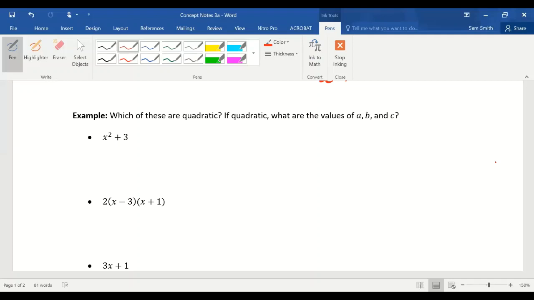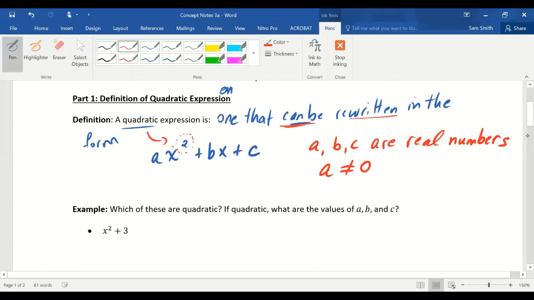And if it is, what would you say is the value of A, comparing with up here, the value of B, the value of C? Now at first, this one might seem like it's not quadratic, because the quadratic expression is supposed to have 3 terms, 3 things added together, but ours only has 2. But that's okay. We're going to rewrite this expression so that it looks a little bit more like this one.